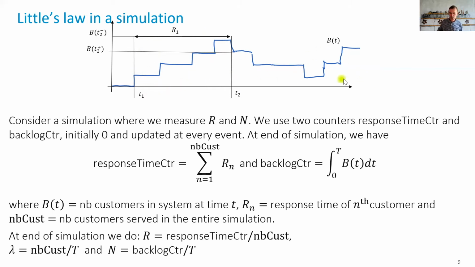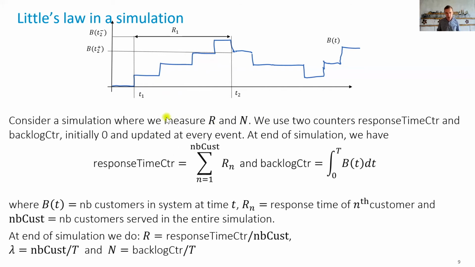Assume for such a system, you would like to compute R, the average response time, and N, the average number of customers in the system. How could you do this? Well, there are multiple ways of doing it, but one very classical way is to use a counter which is incremented at every change that happens in the simulation. This is what is called a discrete event simulation. Discrete event means there are discrete points in time where events occur and the state changes. Between events, nothing changes here.